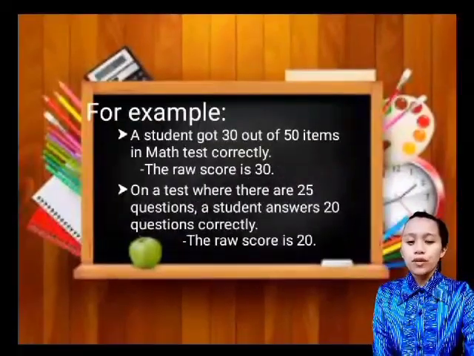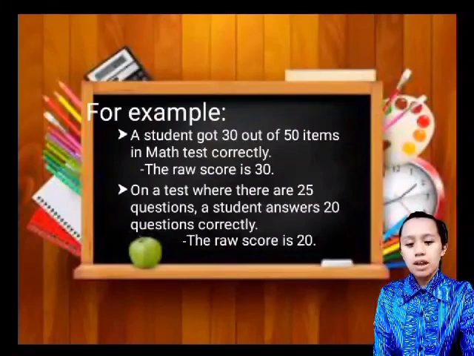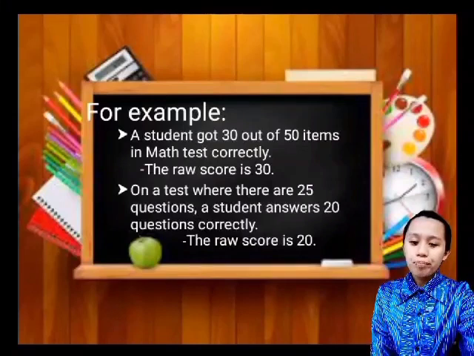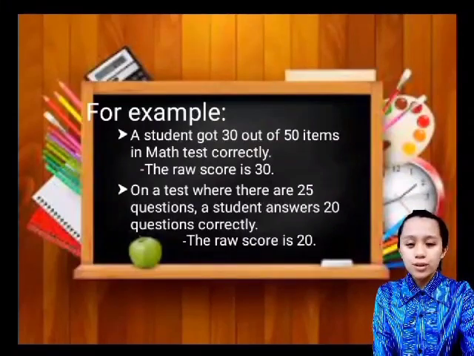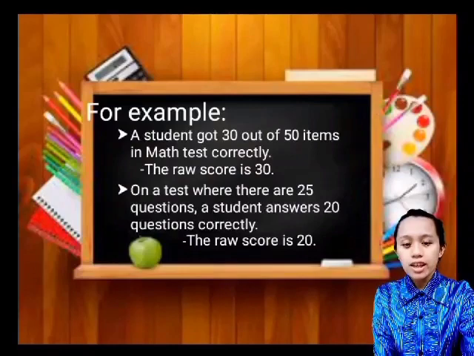Example of raw score. For example, a student got 30 out of 50 items in a math test correctly. So the raw score is 30. On a test where there are 25 questions, a student answers 20 questions correctly. So the raw score of this problem is 20.